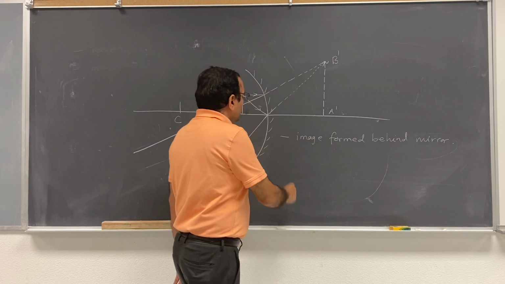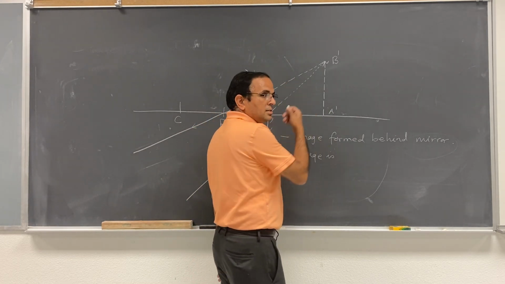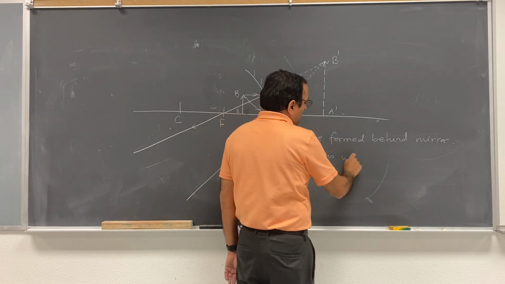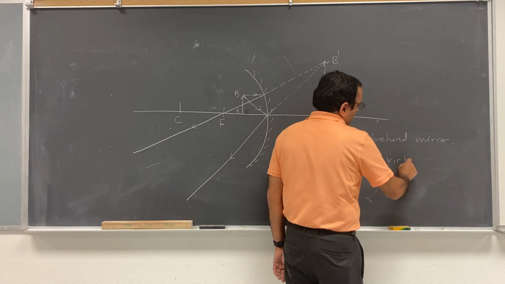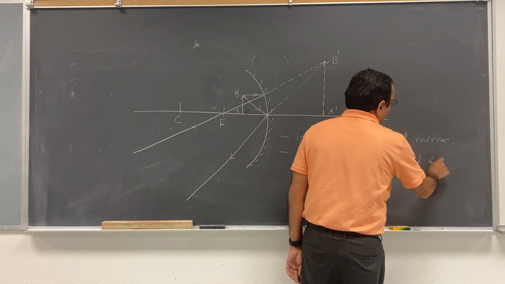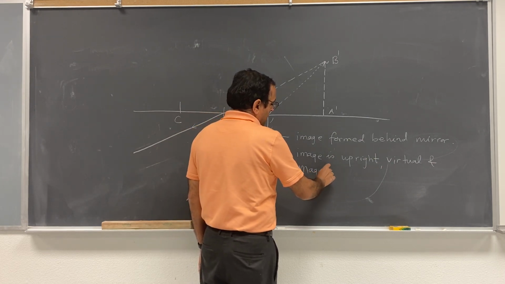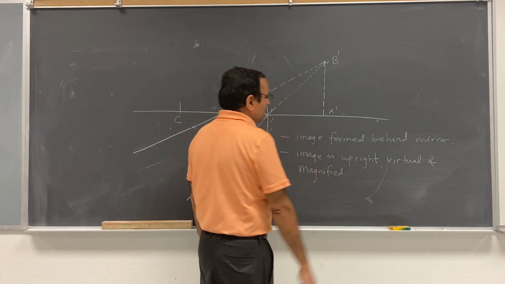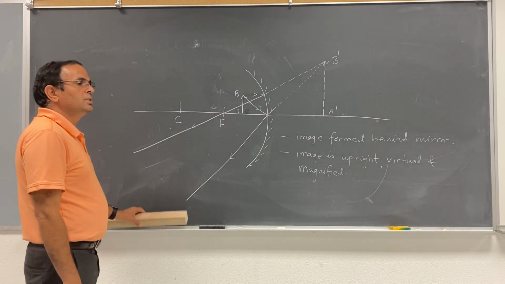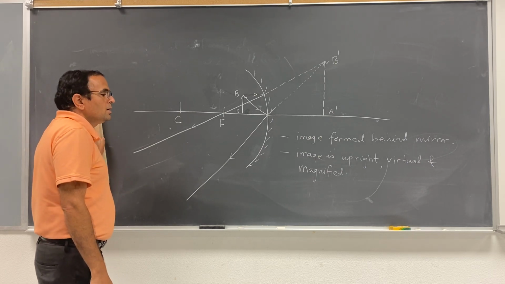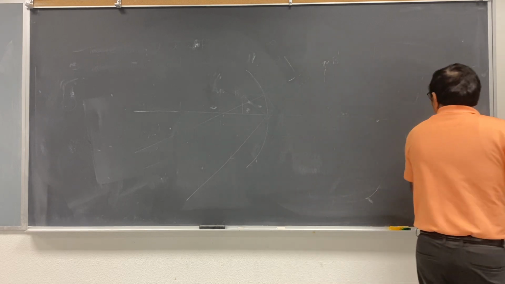Okay. The image is upright, virtual and magnified. Okay, so this is the case I asked you in my last lecture. So this is all about the concave mirror and convex mirror. Please recall your last lecture also.